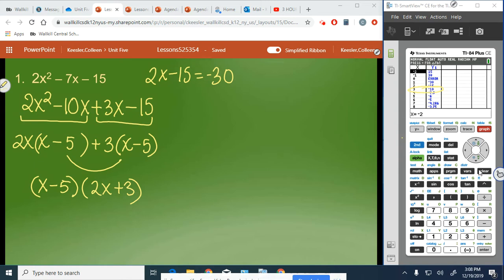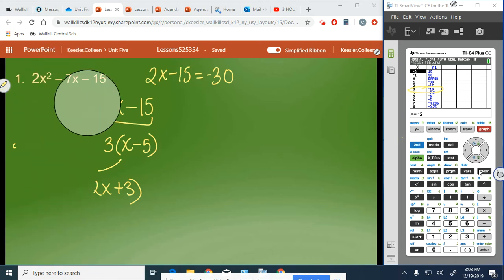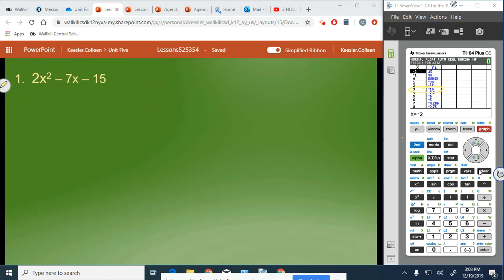All right, so again, this is a tricky process, but the more you do it, the better you will get at it. Let's try another example.